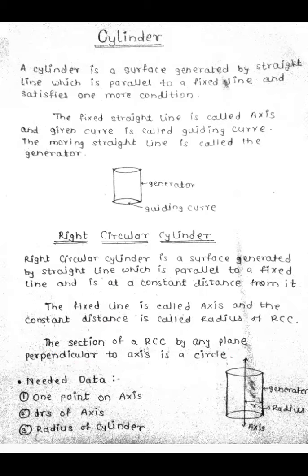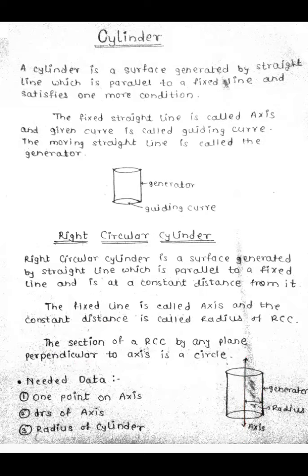So look at the figure, these are two straight lines. They are parallel with each other and they start moving around one straight line, that is called the axis. And the distance between the axis and the generator is constant throughout. That constant distance is called the radius, denoted by R.